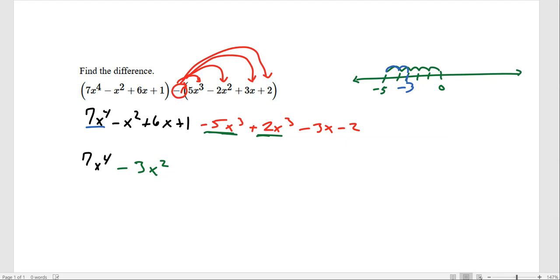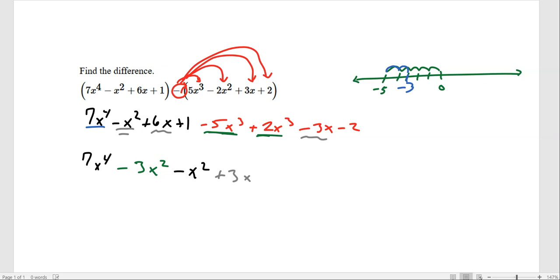Okay. Now that's the x cubes. Now we look at the x squareds. So that's the only x squared, so nothing to combine it with. And now we look at the x. So we've got x here and x here. So that's a positive 6 and a minus 3. So that's going to be a positive 3x. So remember, when you're combining terms, you leave the variable part alone. It's just the coefficients that you add or subtract.